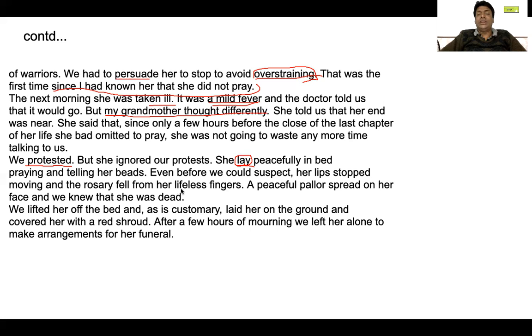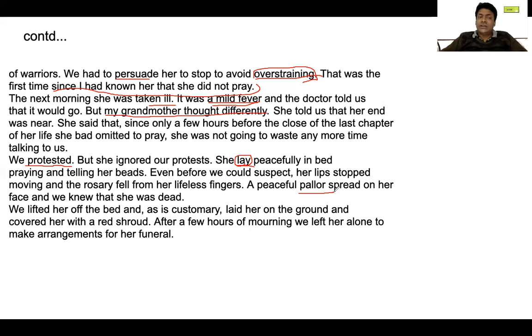And that rosary fell from her lifeless fingers. Lifeless fingers means dead fingers, right? A peaceful pallor. When we say pallor, we used to call it that after the death of someone, a kind of cloth we spread. Pallor can be called a red cloth, a red loin cloth. A red loin cloth spread on her face, and we knew that she was dead, right?